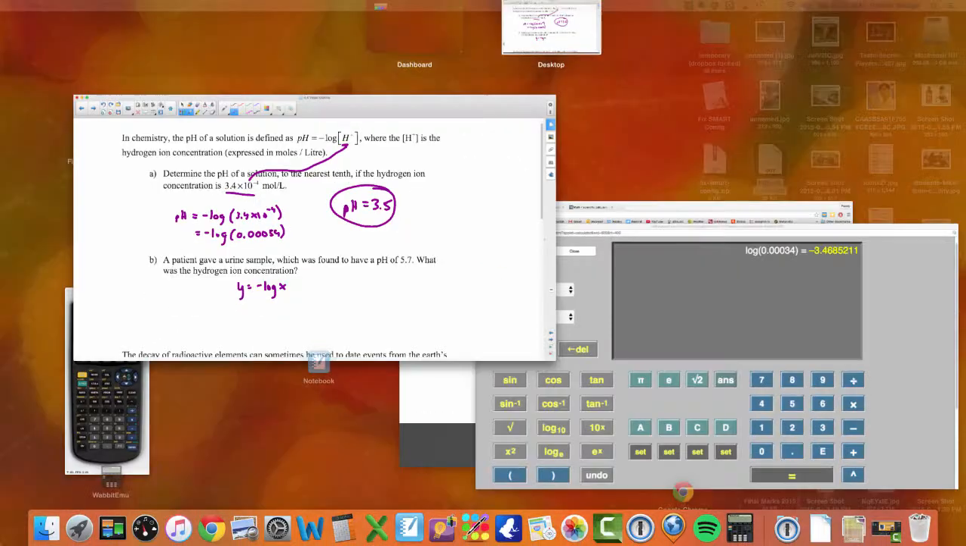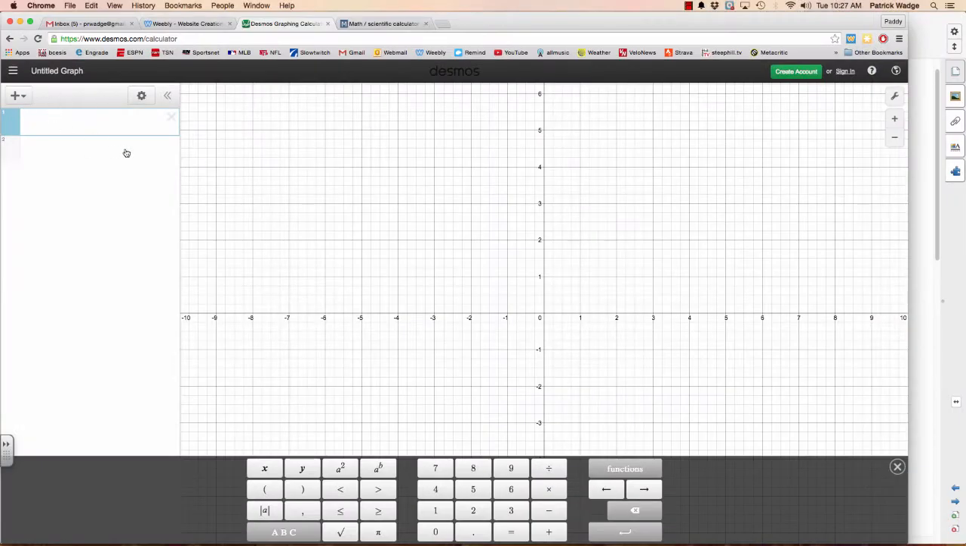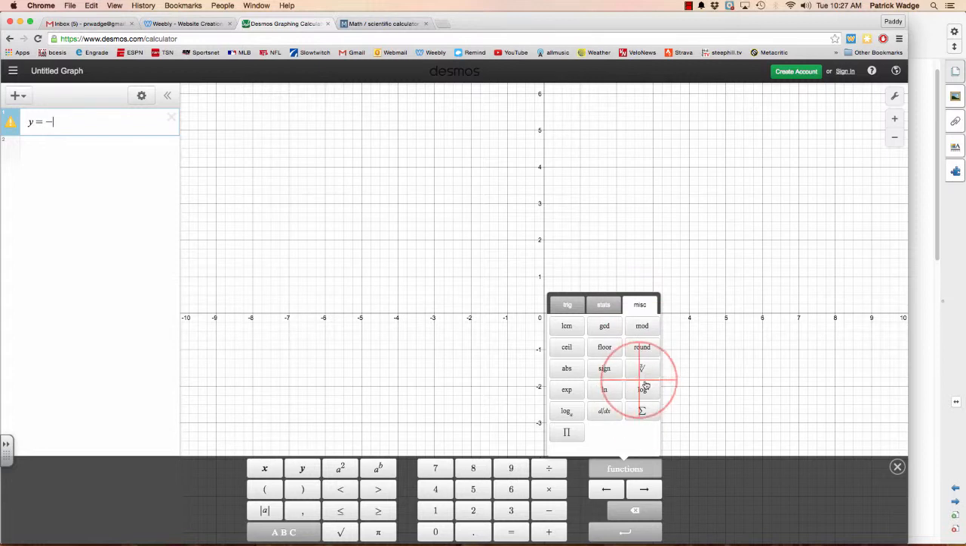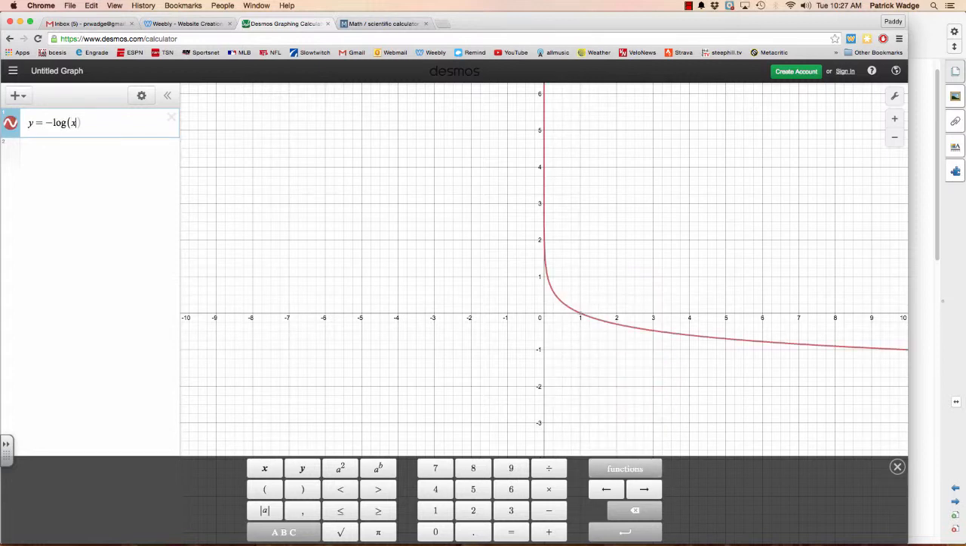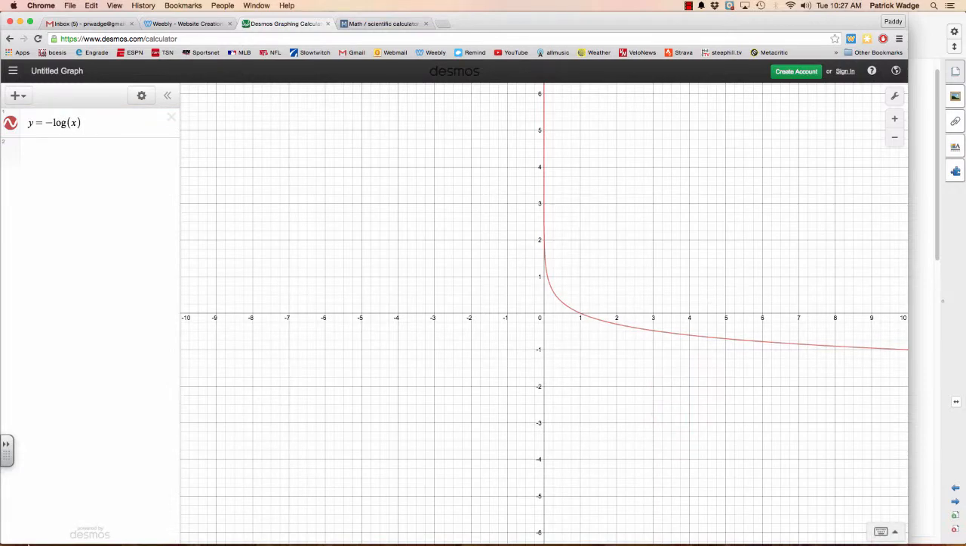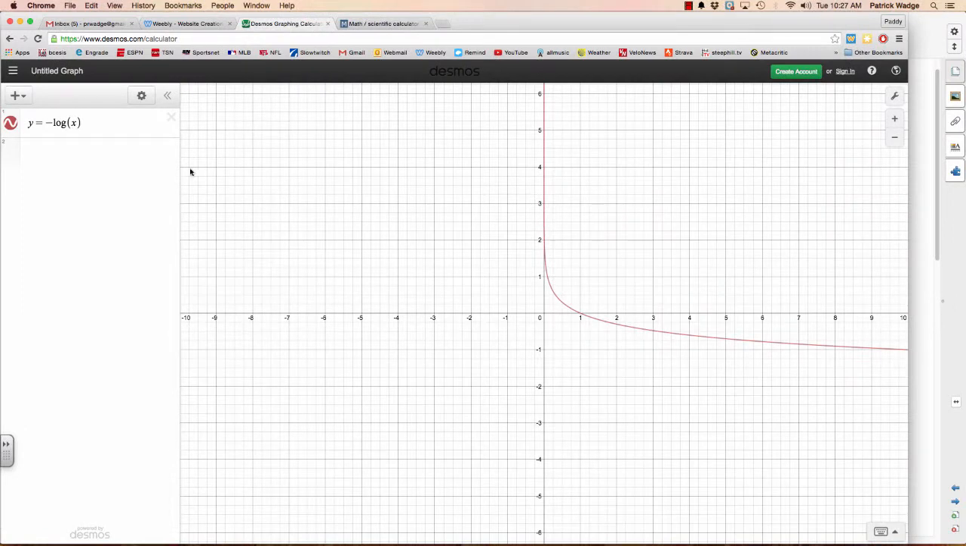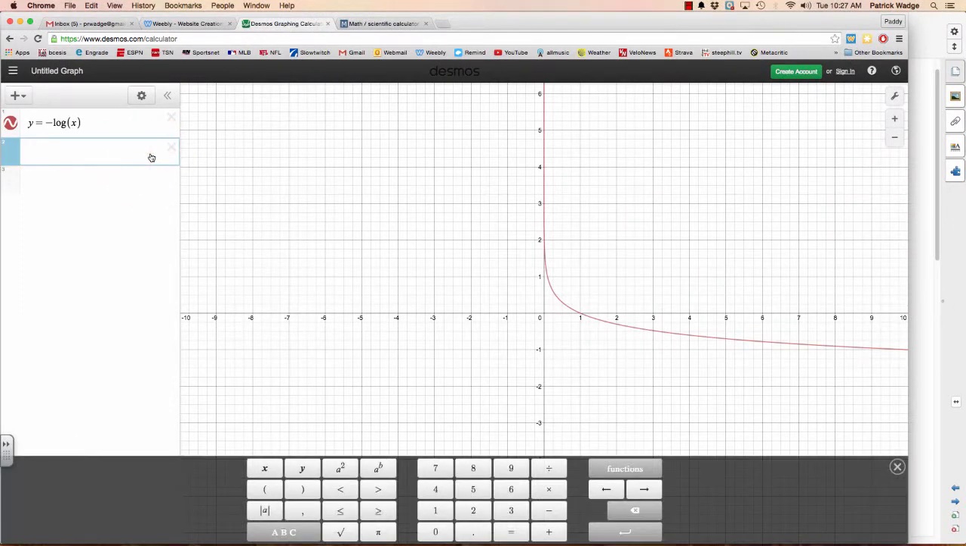So let's do that, but let's do it this time in Desmos. It's a little bit faster. So we get y equals negative, the logarithm sign is down here, right there, of x, and I'm going to graph that, and there it is. However, we're interested in when the pH is 5.7. So just like before, you can put another one and put y equals 5.7. And you can see it's way up here and it's very hard to read.